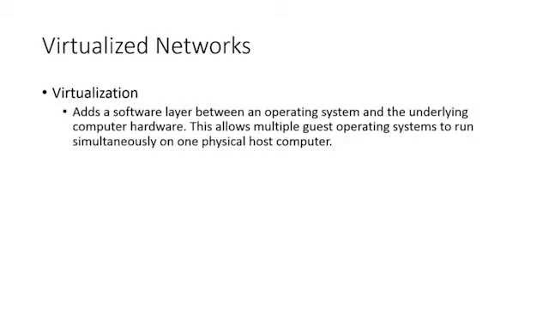Now, what about that virtualization? I mentioned that earlier. We can have virtualized networks. We can have virtualized desktops. We talked earlier about virtual applications. We can have virtual computers. So virtualization, what that does is adds a software layer between an operating system and the underlying computer hardware. That's one way of looking at virtualization.